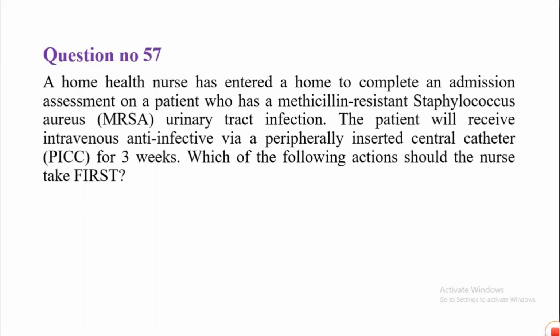Question number 57. A home health nurse has entered a home to complete an admission assessment on a patient who has a methicillin-resistant Staphylococcus aureus (MRSA) urinary tract infection. The patient will receive intravenous anti-infective via a peripherally inserted central catheter (PICC) for 3 weeks. Which of the following actions should the nurse take first?